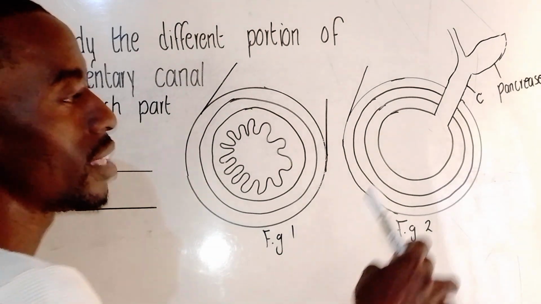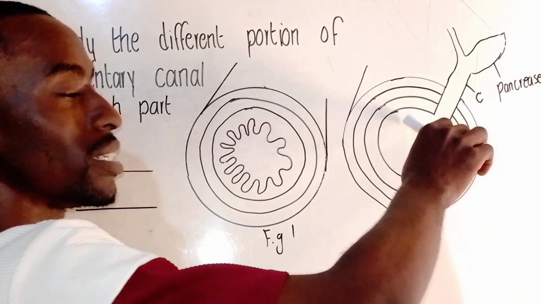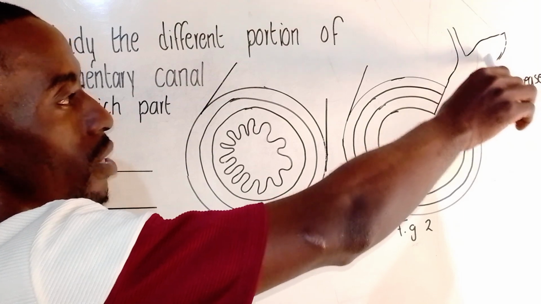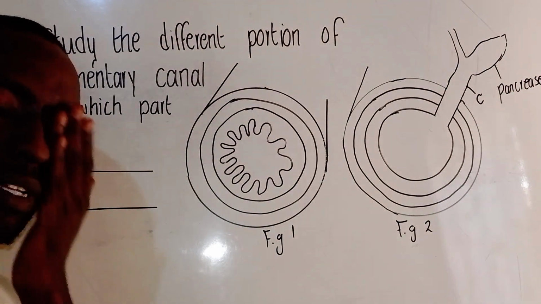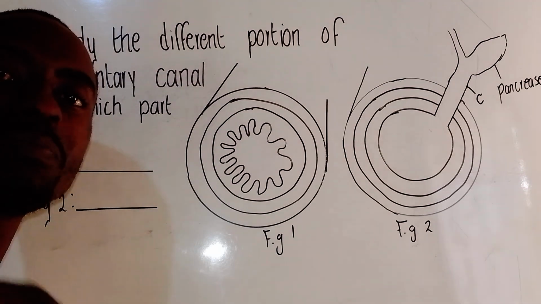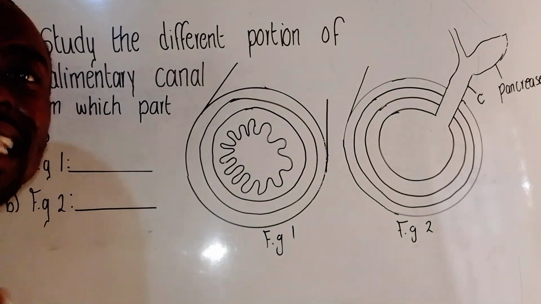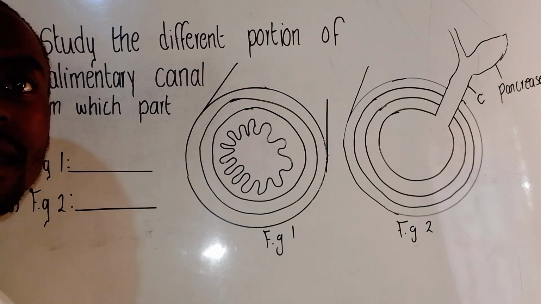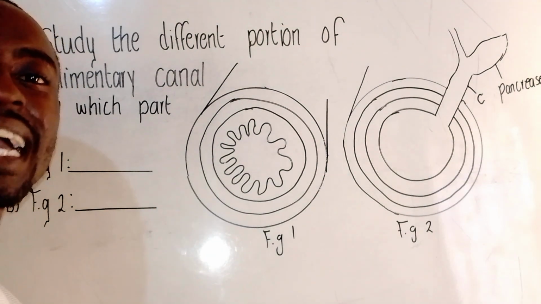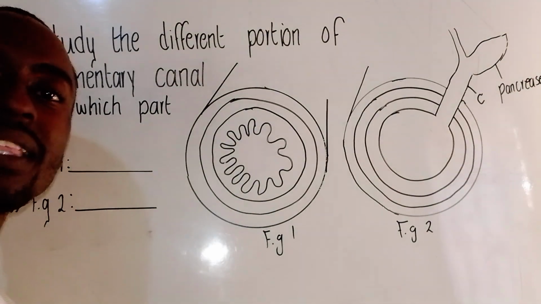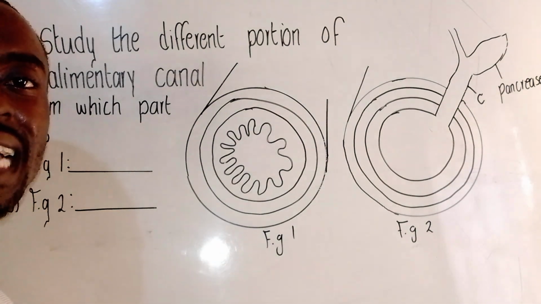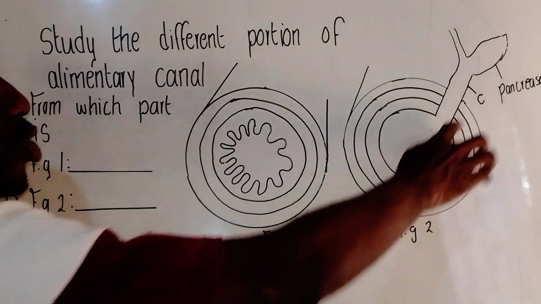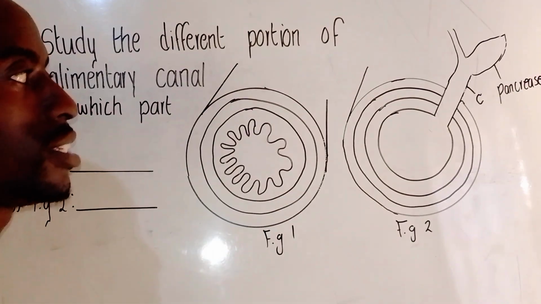Why so? Not only that, but again, this one is a small intestine because it is connected to the what? The pancreas. So, meaning that the pancreas produces a juice known as what? A pancreatic juice. Now, this pancreatic juice contains enzymes such as what? The amylase and the lipase. The amylase changes the starch into maltose, while the lipase changes the fat or the lipids into fatty acid and glycerol.